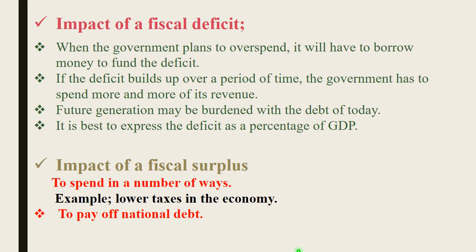Impact of fiscal surplus means it can spend in a number of ways. If you have a surplus in the country, the government can spend more on the welfare of the society. And also, if there is a fiscal surplus, then the government can reduce the taxes in the economy. And also, the government is able to pay off the national debt.